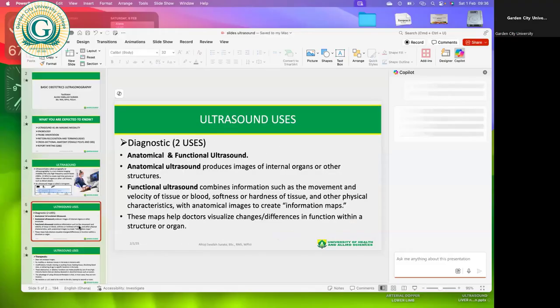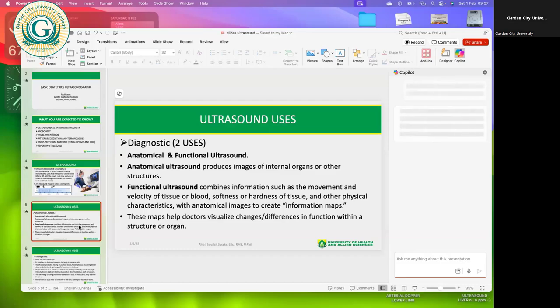There are two major uses of ultrasound. Like I was saying earlier, we have one, which is for diagnostic purposes. The diagnostic purposes are also grouped under various functions. First, we have anatomical, and then the second one is functional ultrasound. So the anatomical ultrasound produces images for us to visualize. So you want to see the baby, you use anatomical ultrasound, which is under diagnostics, to visualize the baby.